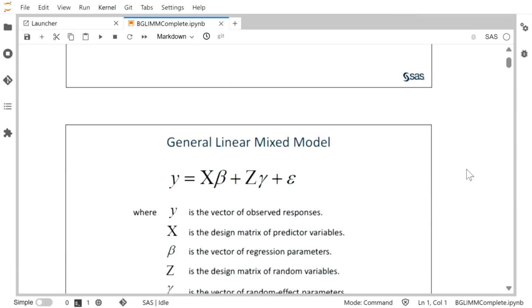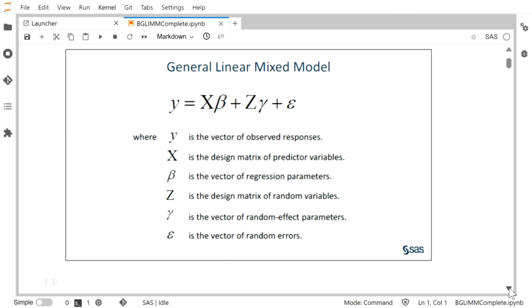Why did they pick GLIMMX to build off of to create this BGLIMM area? Well, you have to realize that when you start with a generalized linear mixed model or general linear mixed model, you do have a lot of possibilities and already are looking at some generalizations of being able to deal with a lot of different types of problems. Think about this.